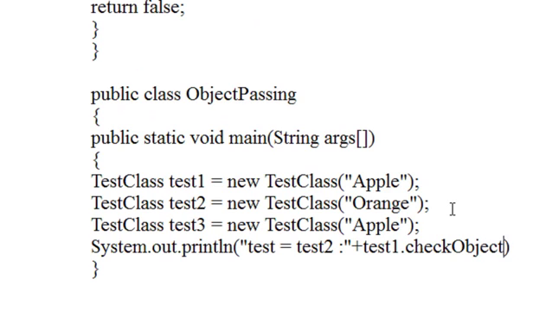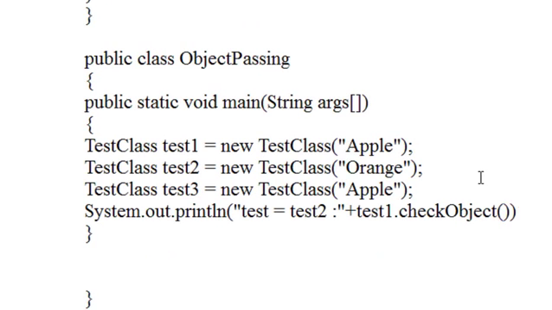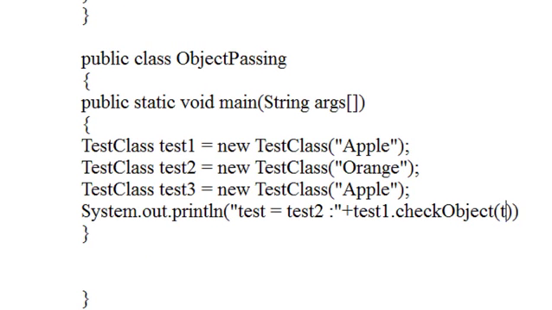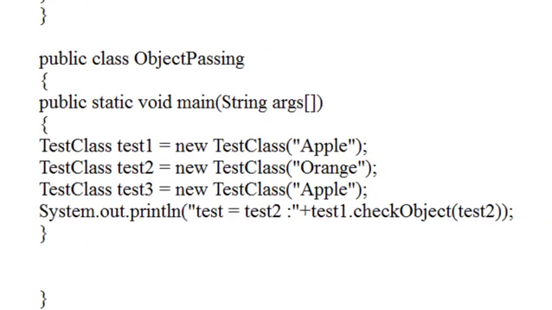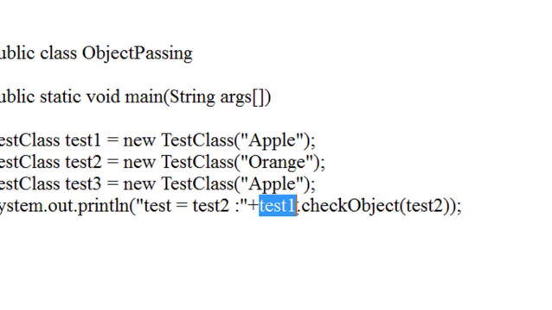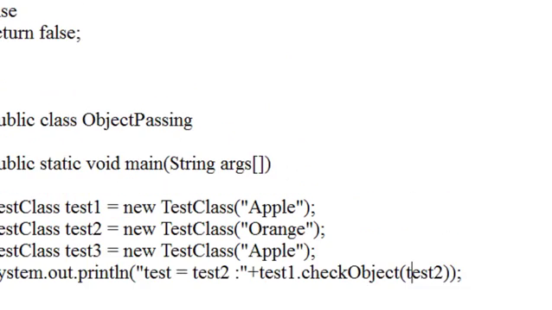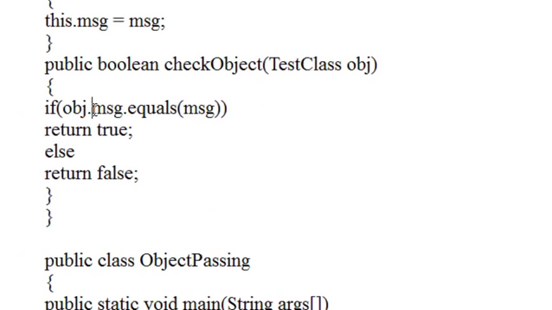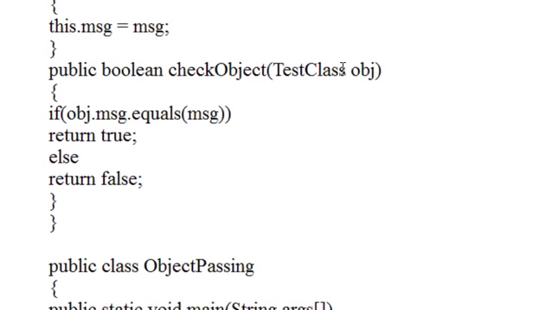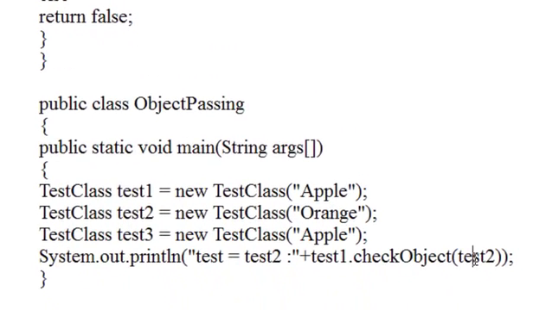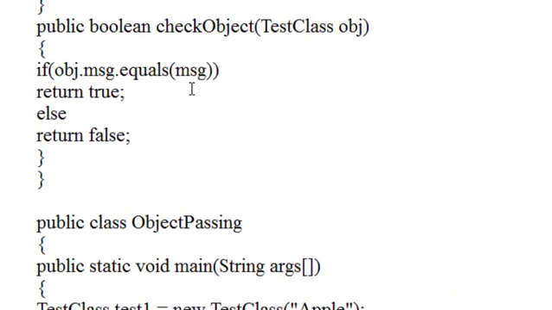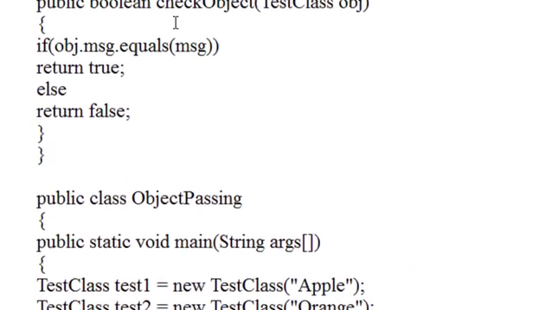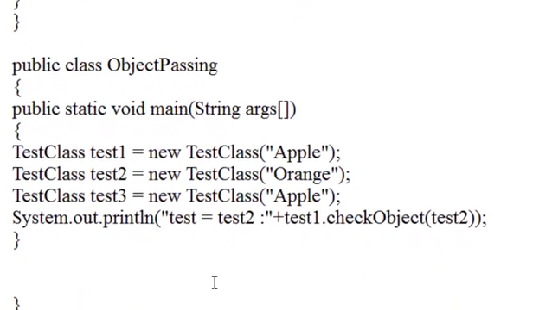I pass an argument here. That argument is the second object, test2. So I just invoke the method using test1. That means the value corresponding to test1 is apple, and I pass test2 as argument. So in this if condition obj.msg, that means the value of test2, which is orange, equals msg. Msg means data corresponding to this object test1, which is apple. That means this is not true, which will return false.